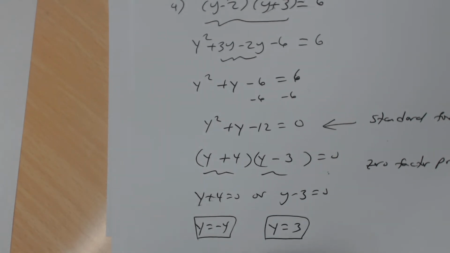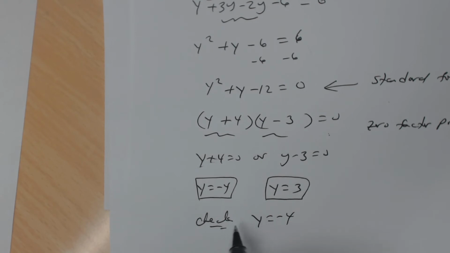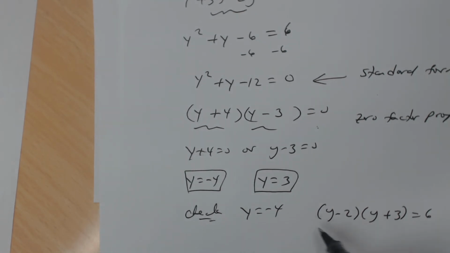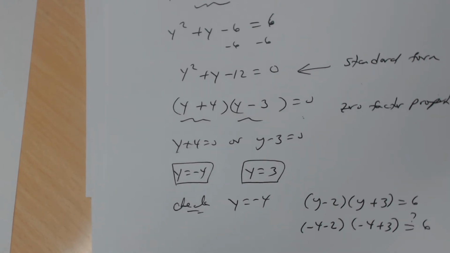Now you can check, and we always go back to the original. Let's just check y equal negative 4. So my original is this: y minus 2 times y plus 3 equal 6. So wherever I see a y, I'm going to plug in negative 4. So negative 4 minus 2 times negative 4 plus 3. And I want to see if that's going to equal 6.